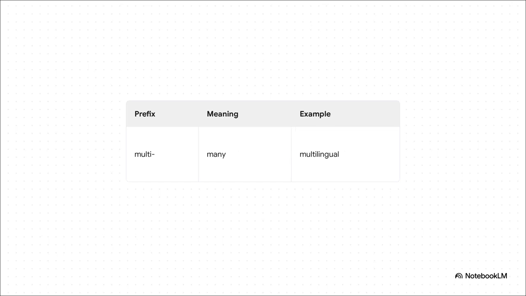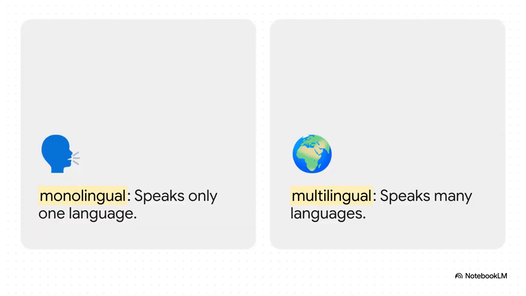And on the flip side of mono, we've got multi. Pretty easy to guess, right? It means many. So a multilingual person, they can speak many languages. And look at this side by side. This is what's so cool about prefixes. The main part of the word, lingual, doesn't change at all, but just by swapping out that little piece at the front, we go from one to many. It's like the ultimate shortcut.